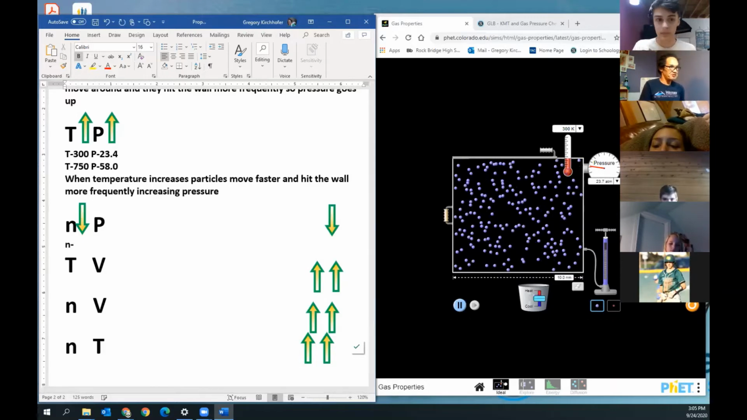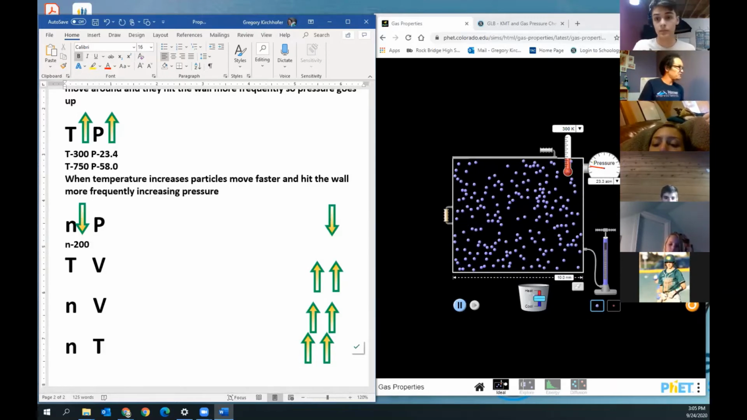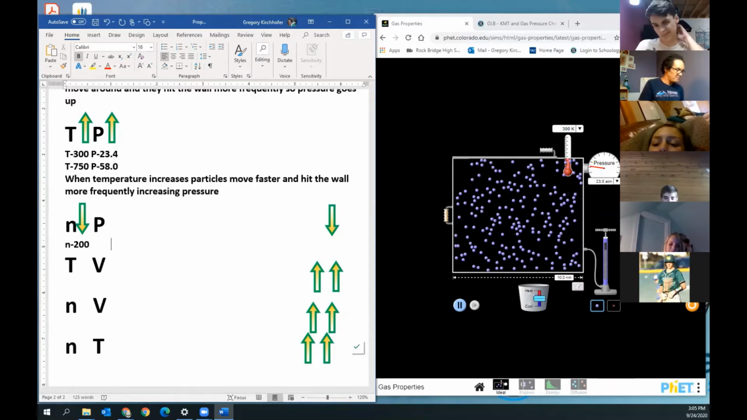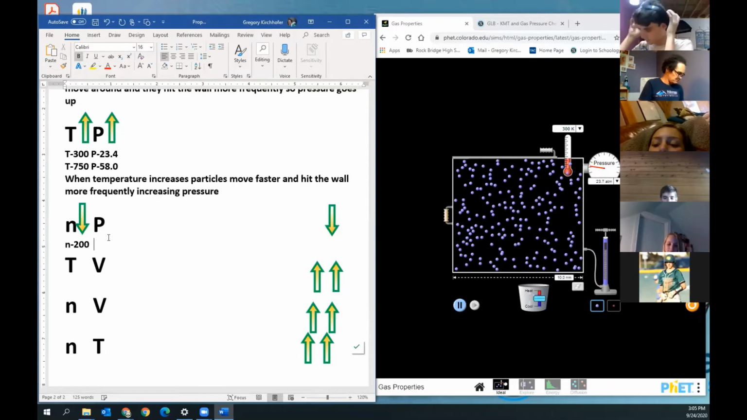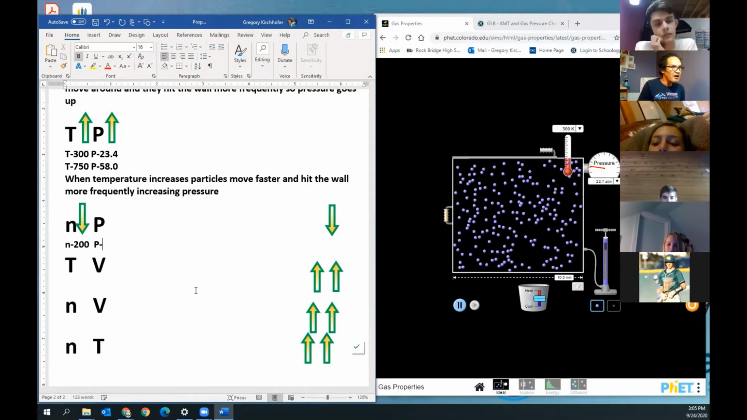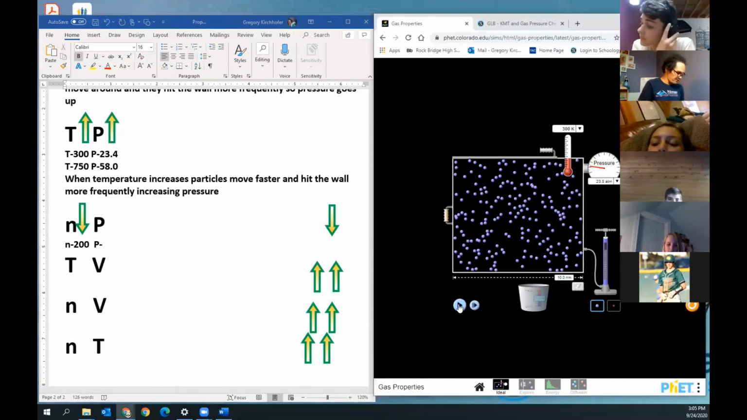We're starting at 200. Oh, okay, well, 200 particles, not very many. And a pressure of still about the same. Let's see, 23.8.